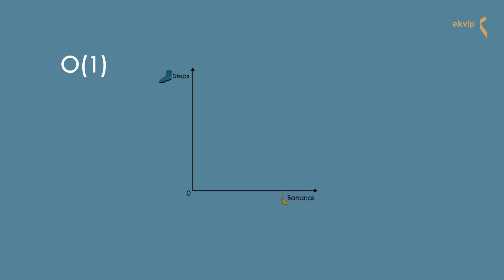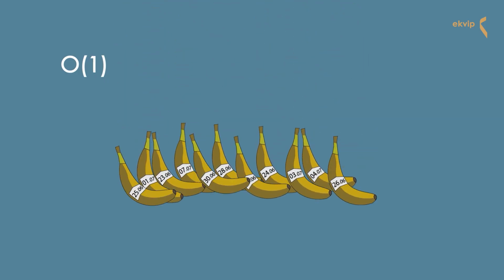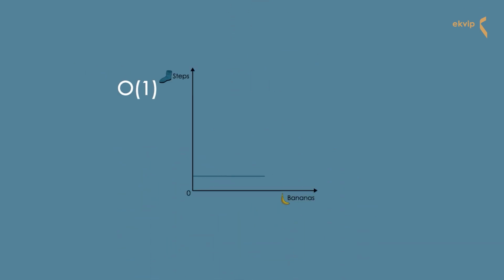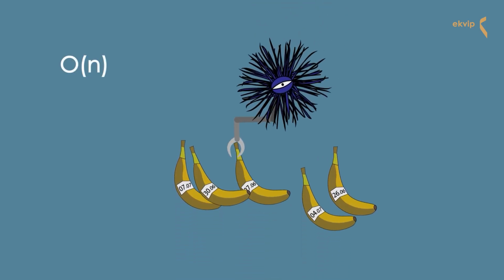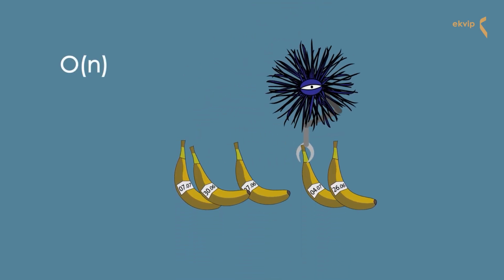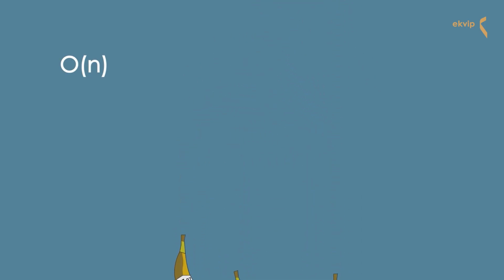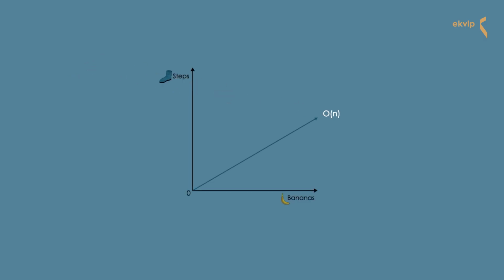O of 1, constant time. No matter if there's one banana or 1,000. The algorithm checks one banana, and boom, done. O of n, linear time. The algorithm checks each banana, one by one. More bananas mean more steps.